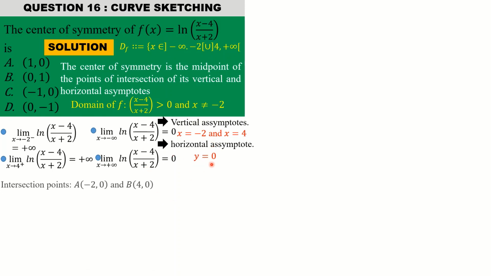Now where do they intersect? At the point (-2, 0), when x is -2, y is 0, and then when x is 4, y is 0, so they intersect at these 2 points.